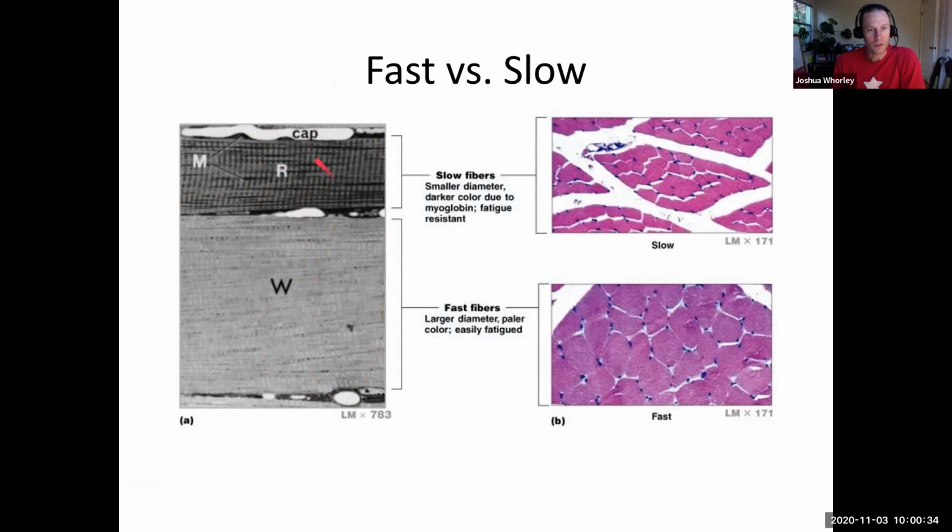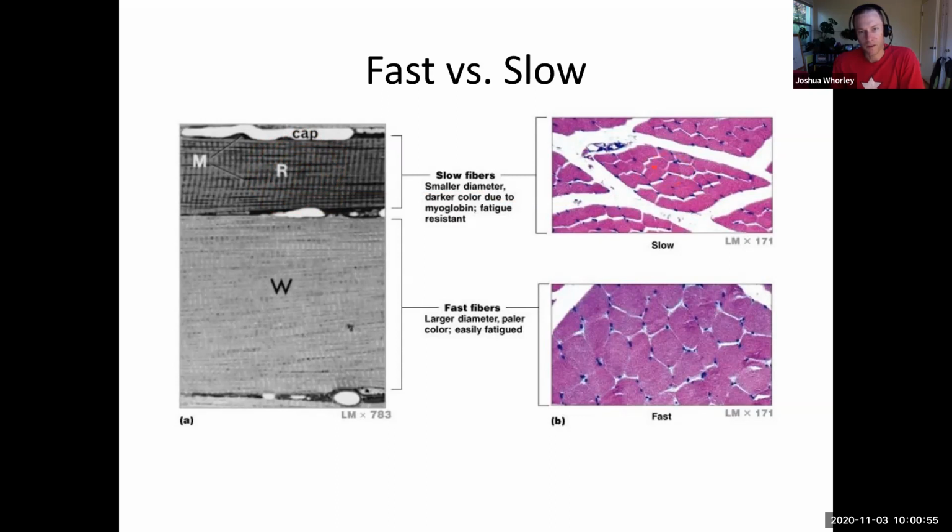Well, what do we see here? It's dark. It's small diameter, right? So it's got good blood supply. It's got a lot of myoglobin. It's relatively weak because it doesn't have a lot of myofibrils or myosin in it. This is great at producing ATP aerobically. This is an aerobic type of fiber.